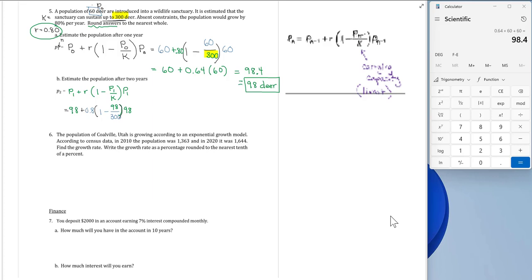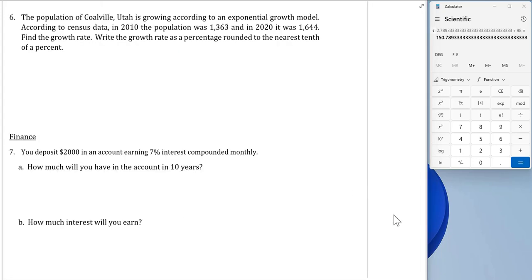Throw it into calculator and you will get approximately 150.78 or approximately 151. As mentioned before, you can either round up or down, and I would still give you the points. Okay, let's move on to number 6.